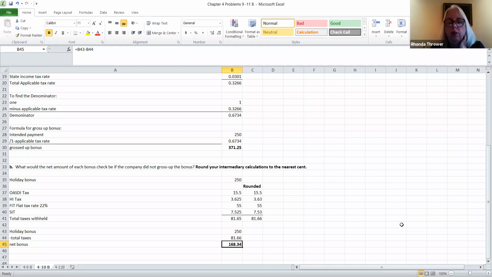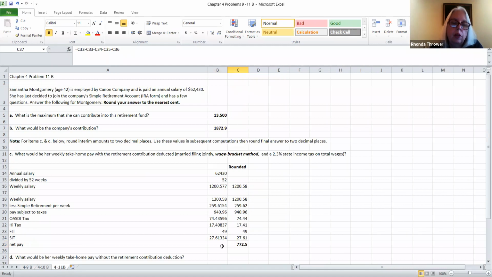So it just depends on what your company wants to do as far as the bonuses are concerned. All right, and then we'll go on to the next problem. The next problem has to do with a simple retirement account. So I'm going to read the problem to you.